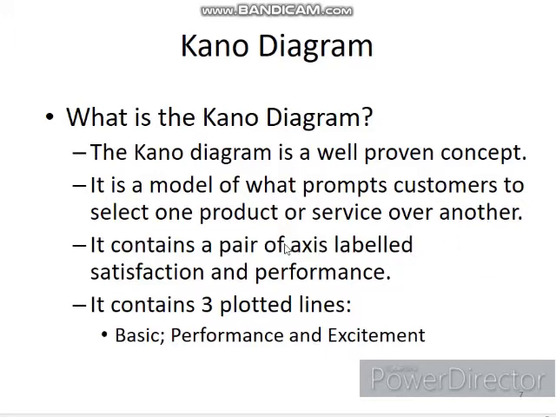The Kano diagram basically contains a pair of axes, x and y axis, labeled satisfaction and performance. One axis represents the satisfaction level. The other axis represents the performance level, and it contains three plotted lines: a basic line, a performance line, and an excitement line.